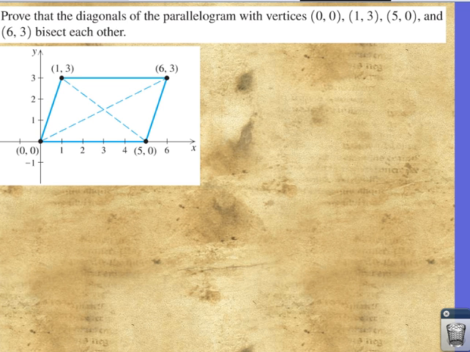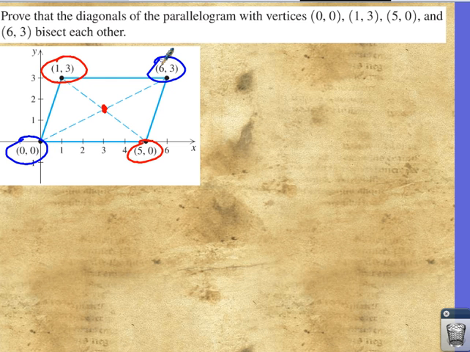First problem. Here's some geometry. Prove that the diagonals of a parallelogram with these vertices bisect each other. How are we going to prove that these bisect each other? Well, we're going to prove that that's the middle. Because if this is the middle, then that means that this line cuts this one in half. It means that this line would cut this one in half. So how do we prove that that is the middle? Let's find the midpoint of these two first, and we'll find the midpoint of these 2 second.